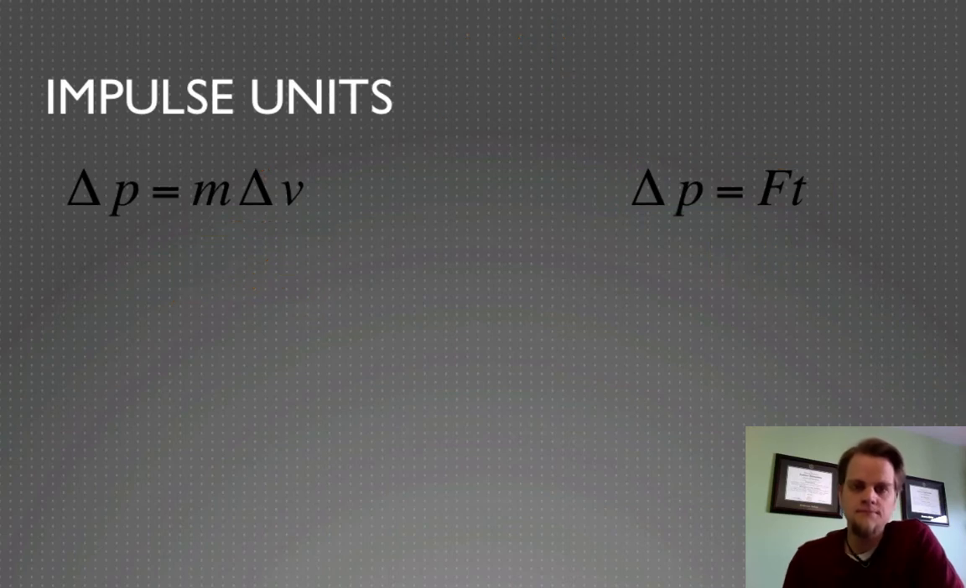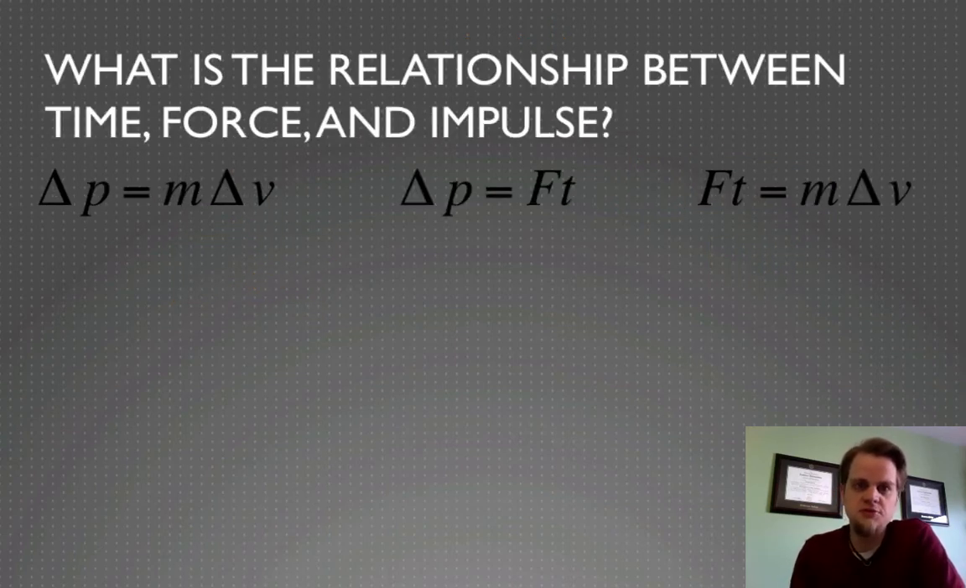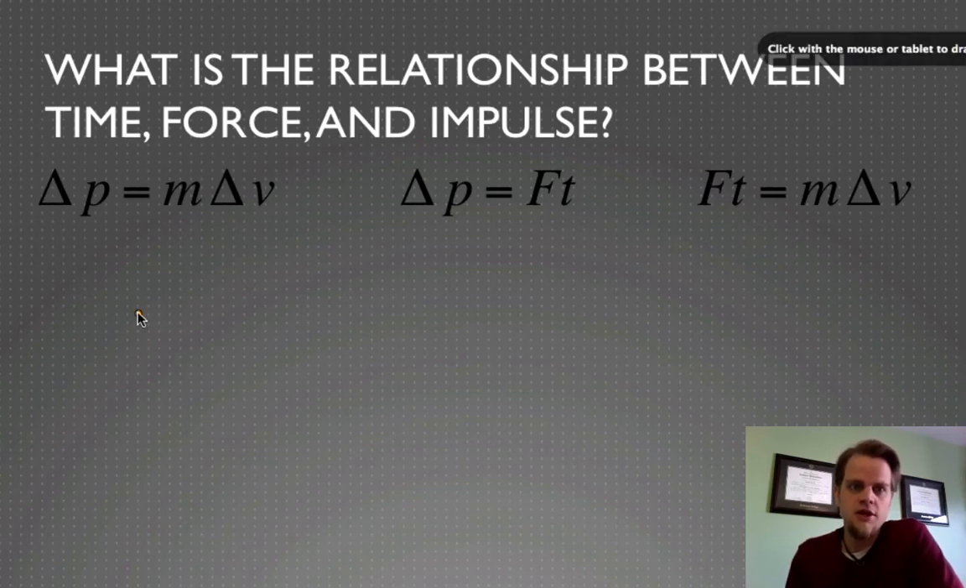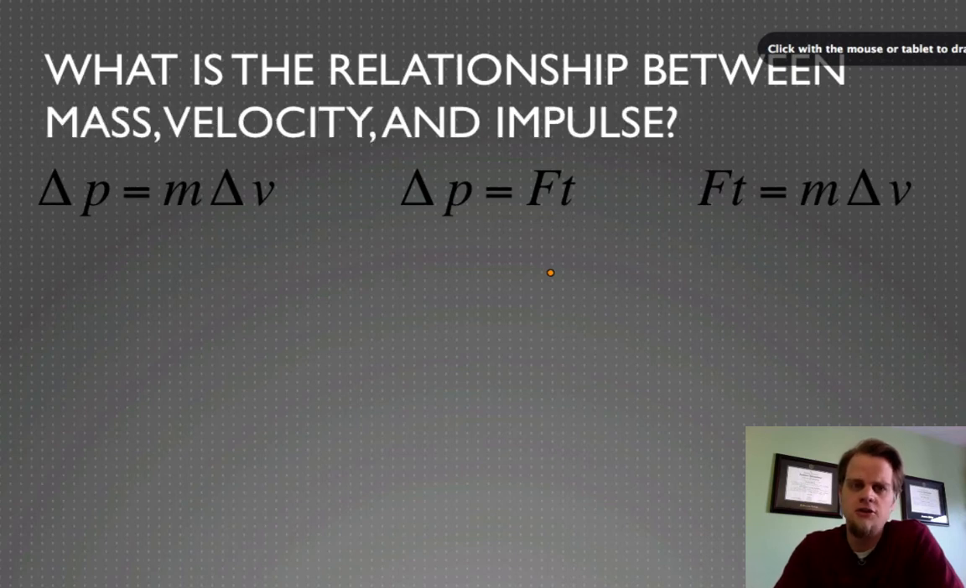So what is the relationship between time, force, and impulse? When you have a force that is applied for a long period of time, you're going to get a very big impulse. But when you have a smaller force that's applied for a shorter period of time, you're not going to get as much impulse. That's something you want to write down on your sheet. Also, mass, velocity, and impulse: if your velocity changes a lot, you have a big impulse. Your momentum changes a lot.